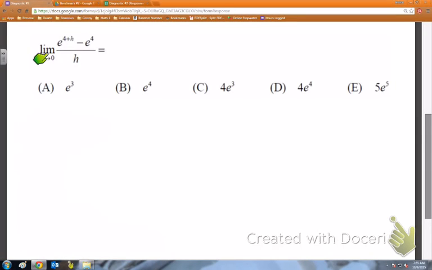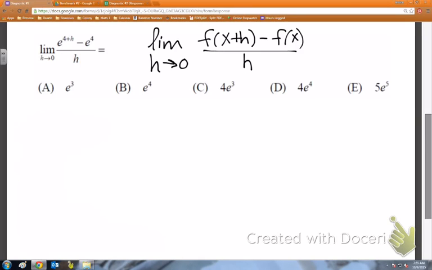Hopefully you've noticed that this is the definition of the derivative. So I can rewrite the derivative definition really quick. It's just the limit as h approaches 0 of f of x plus h minus f of x, all over h.